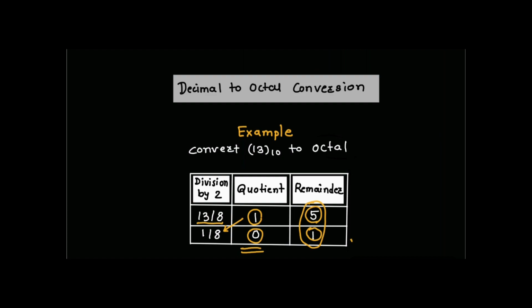So at the bottom here is the MSB and at the top the LSB. So to write the octal number, we go from MSB to LSB. Therefore, we can represent 13 to the base 10 in octal as 15 to the base 8.